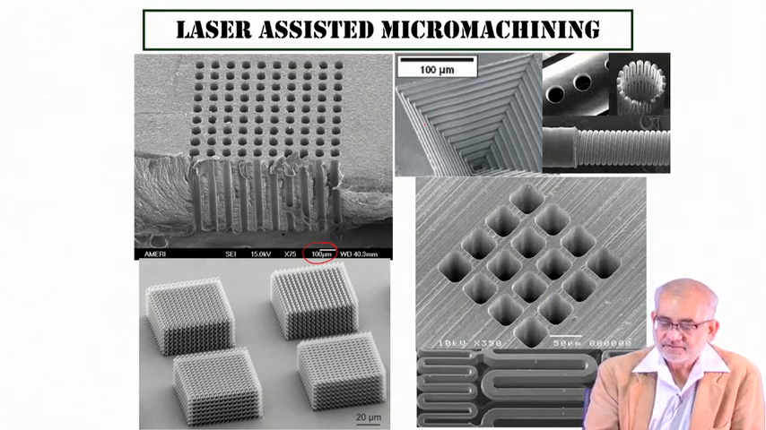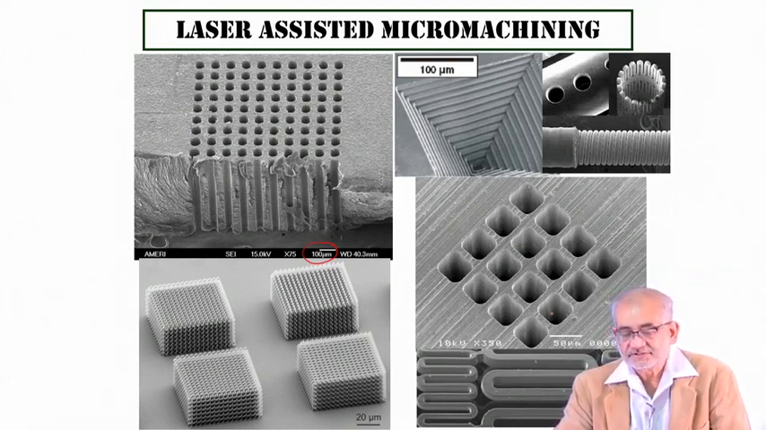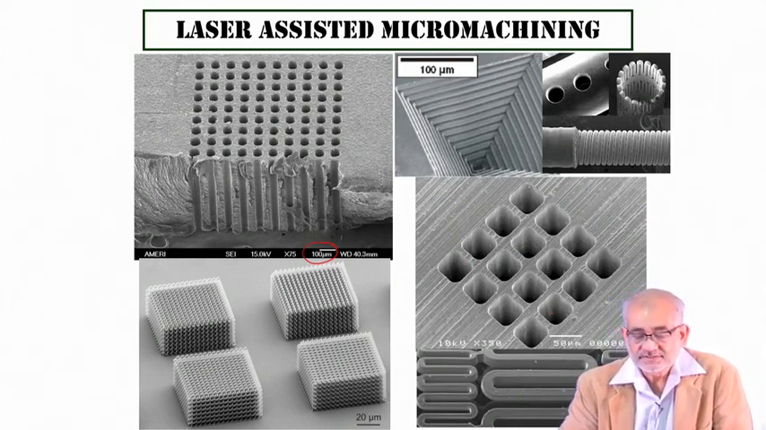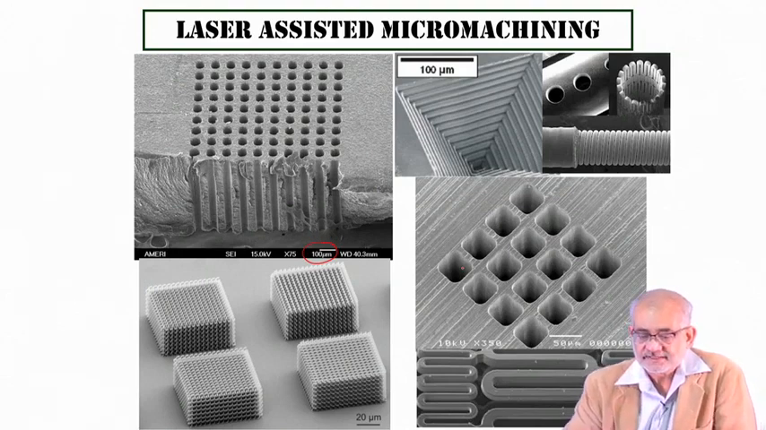Likewise, you can create very specific drilled holes of certain dimensions, and the inner wall need not be vertical, it can be inclined. So you can make certain holes which have inclined surfaces.